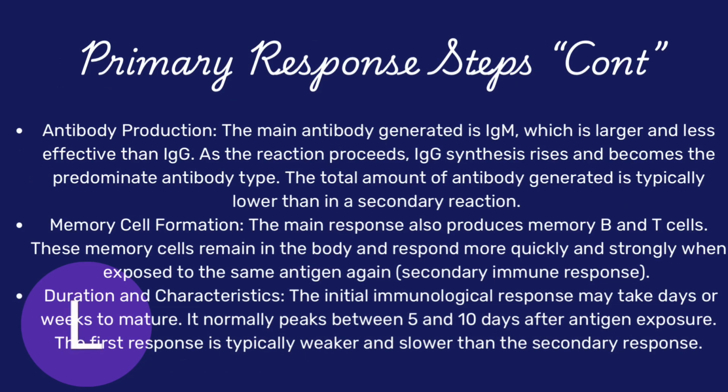Antibody production. The main antibody generated is IgM, which is larger and less effective than IgG. As the reaction proceeds, IgG synthesis rises and becomes the predominant antibody type. The total amount of antibody generated is typically lower than in a secondary reaction.